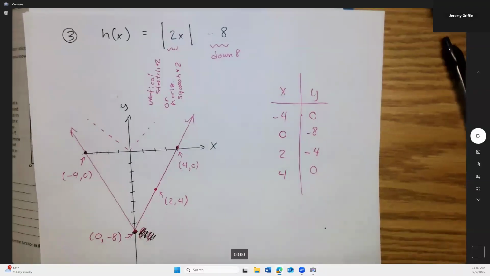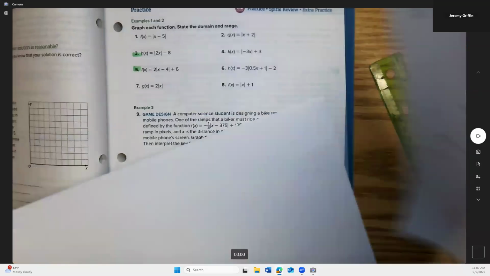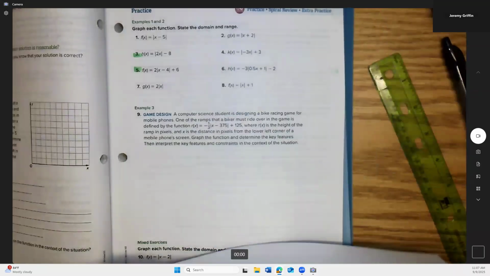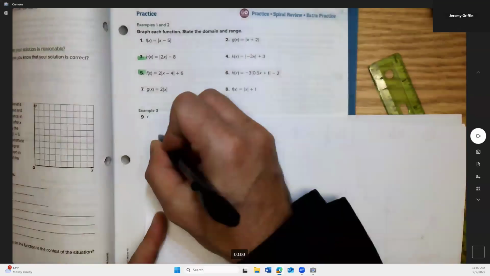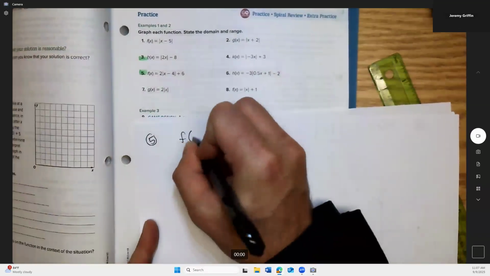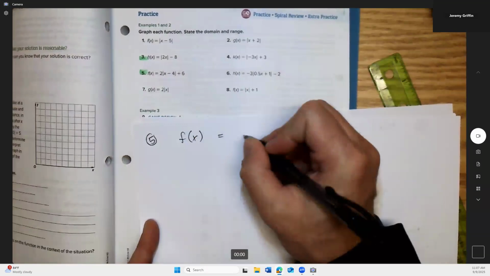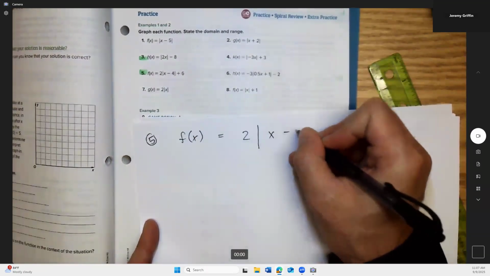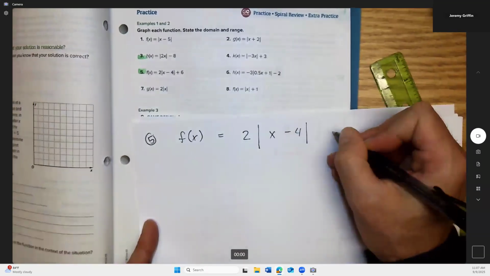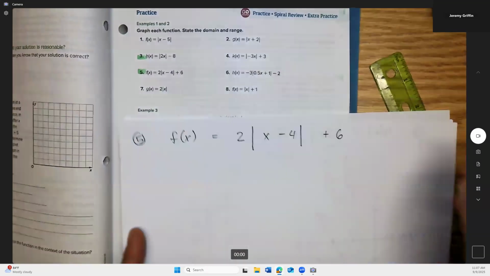Right? Let's do number 5. Oh, and then we'll also do domain and range for number 5. So we'll do all that. Number 5. We've got f of x equals 2, and then in absolute value bars, x minus 4. And then outside of that, I have a plus 6.